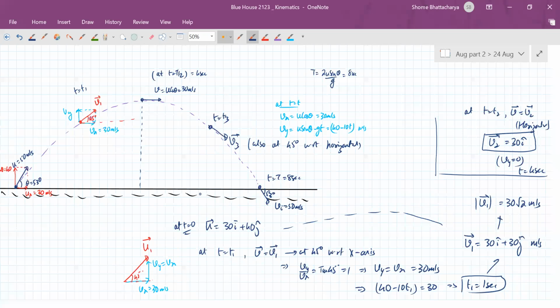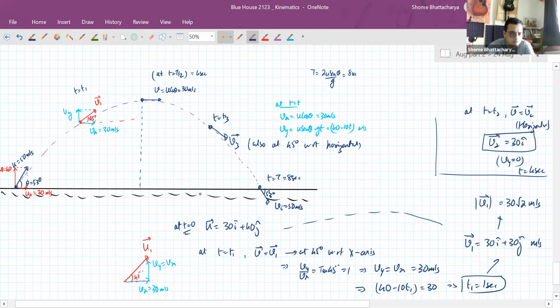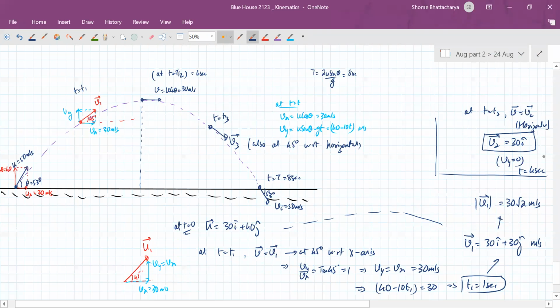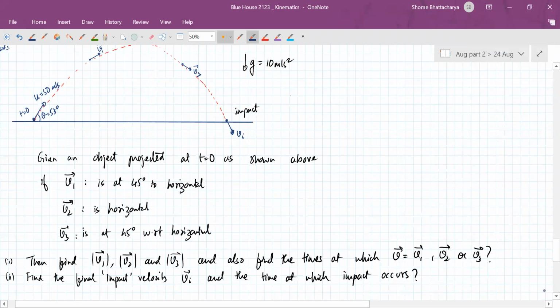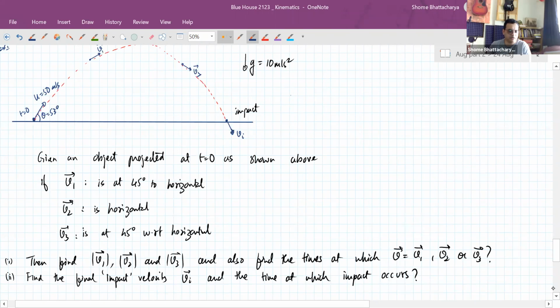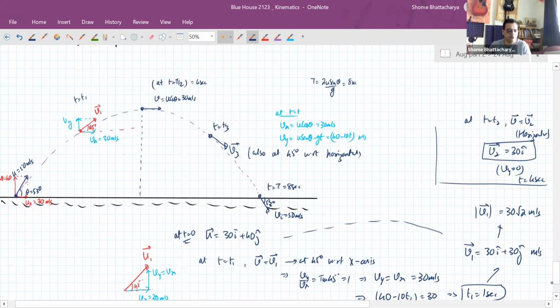Sir, was there any second part of this question, or this one only? Is there any second part of this question, or just this time and velocity? We just have to find these times and the magnitude of velocity, and the impact velocity. We have already found the impact velocity. We know it will be 50 meters per second. The second part is actually done already. Now we just need to calculate for that v3.